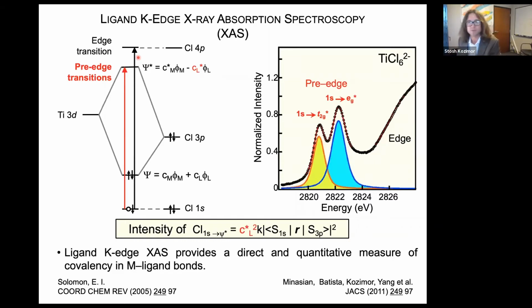Eventually you ionize the absorbing atom and move into the XAS portion of the spectrum. We're interested in this pre-edge region for a couple of reasons. The intensity of these features is directly related to the amount of chlorine 3p character in this antibonding wave function. Let me say that in another way.